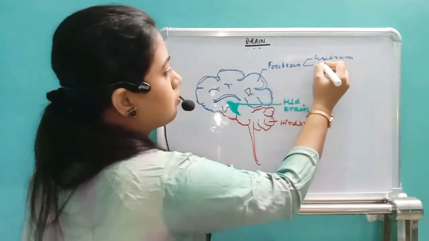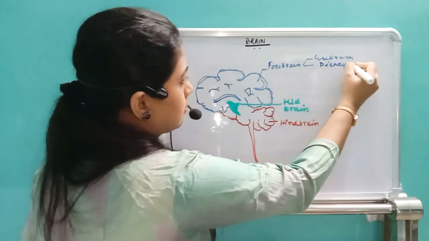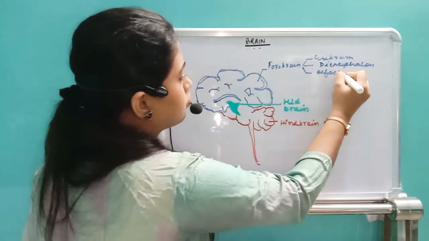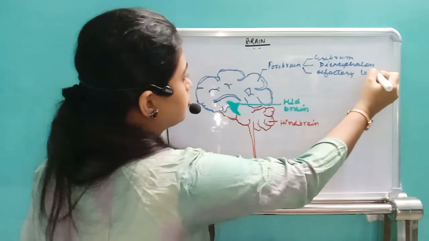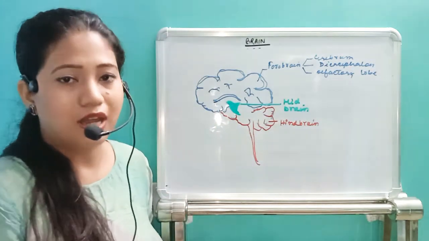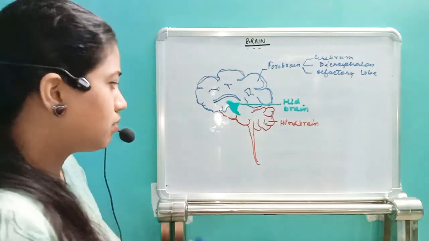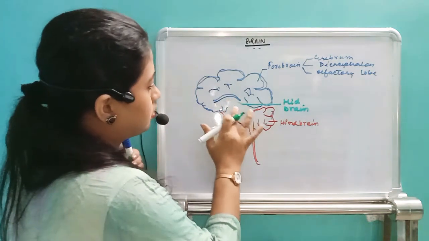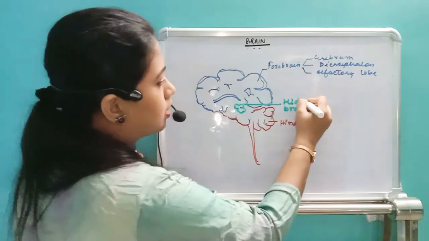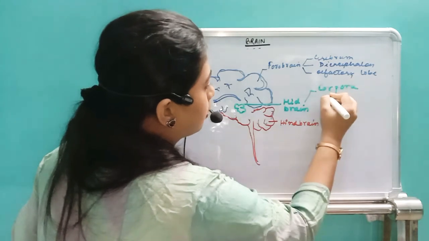So in this forebrain we have the cerebrum, then the diencephalon, and yes, we will not see it from outside, but we are going to have the olfactory lobes in it. These olfactory lobes are present here. They are very small, and we cannot visualize them, they are present inside. Now the next one is the midbrain. In this midbrain, how many things are there? Let me draw properly. Here we are going to have four lobes, which are called the corpora quadrigemina.